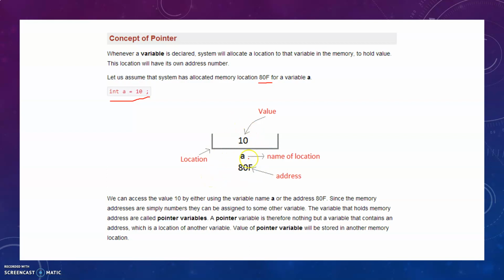Now we can access the value 10 either by using the variable name a, that means the name of the location. Instead of using Salt Lake, I'm checking, yeah, it is in Karunamoyee. So I can go to Karunamoyee and check the element, or I am directly going to the address, which is 80F. Quite clear? Now since the memory addresses are simply numbers, they can be assigned to some other variable also. Inside that particular address, suppose this is a flat, 80/1, this is a flat. So how can I search the element? Then I have to go to the particular apartment to whom I will deliver the element.